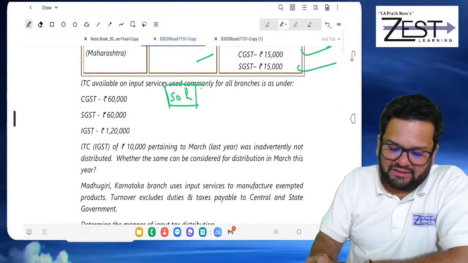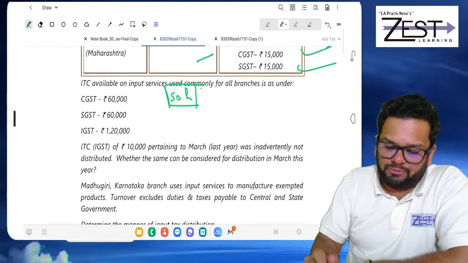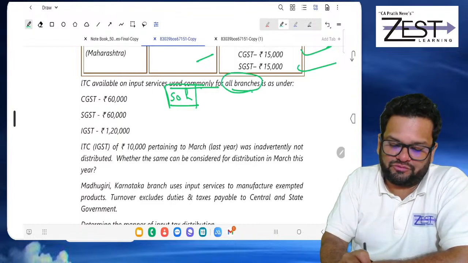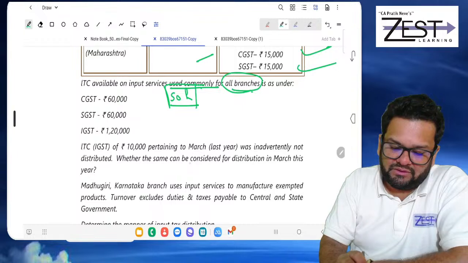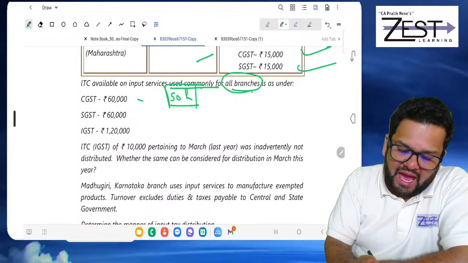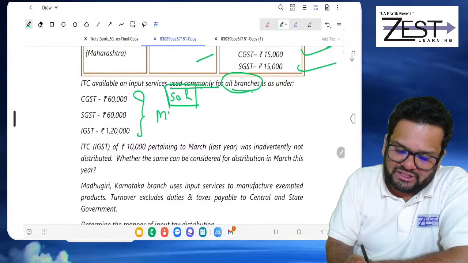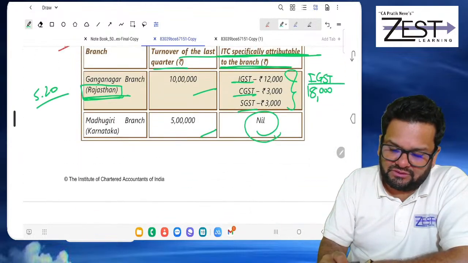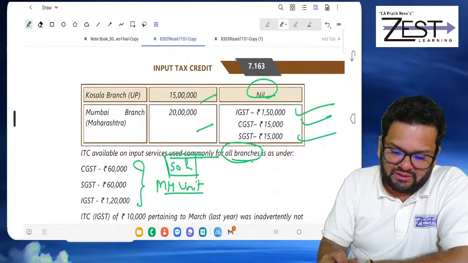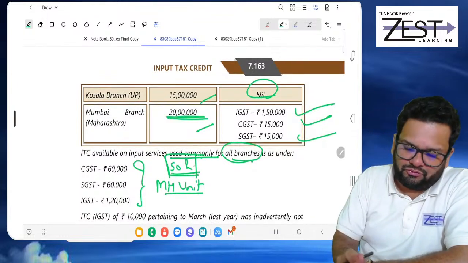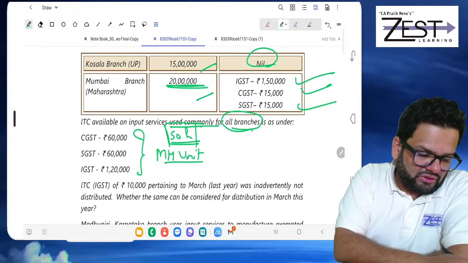Now comes ITC available on inputs used commonly for all branches. So friends, give CGST, SGST, IGST as it is to the Maharashtra unit. How much will you give to Maharashtra unit? So Maharashtra's turnover is 20 lakhs out of total turnover of 50 lakhs. So take your calci.